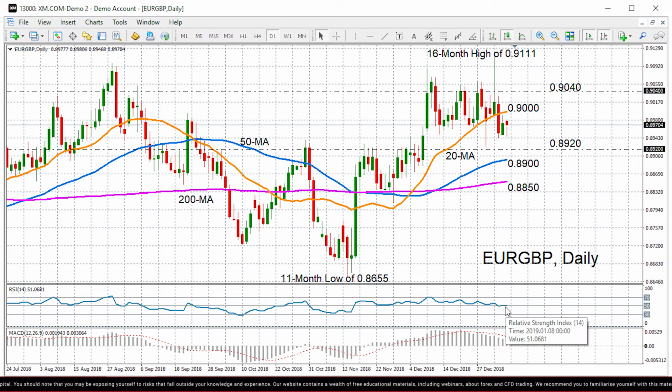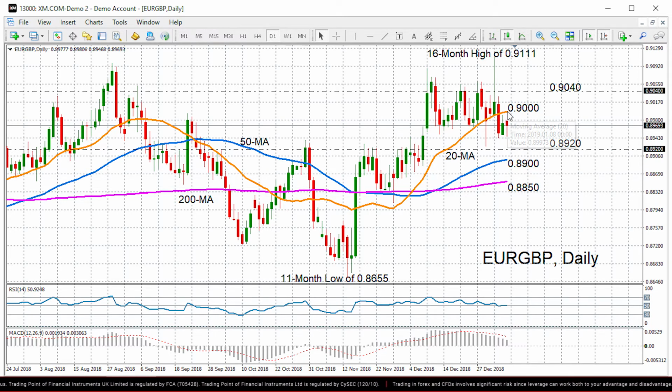RSI has flatlined at 50. The MACD is slowly falling towards the zero level, although with prices being above the 50-day and 200-day moving averages. So there's still some form of a bullish structure in place in the more medium-term outlook.